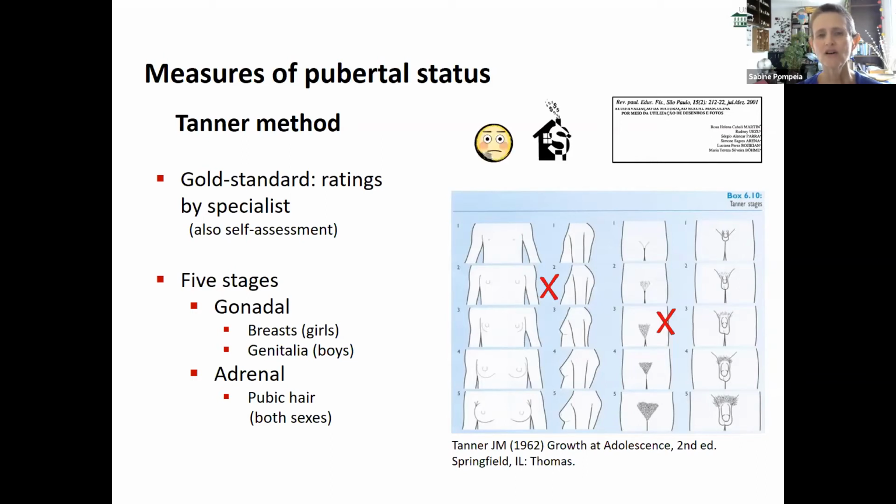Now, although this is the gold standard method, it's quite expensive, so you do have to have a specialist involved in the research teams, and also a special place in which the children can be seen in private. It also involves getting various children who become really embarrassed about this, and there is some resistance sometimes from some families.